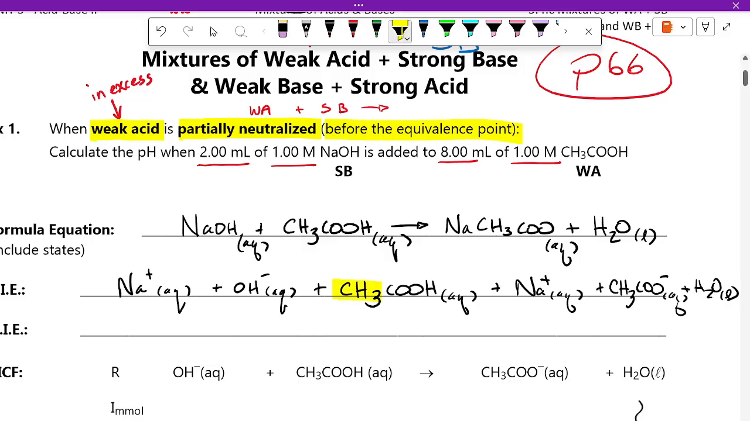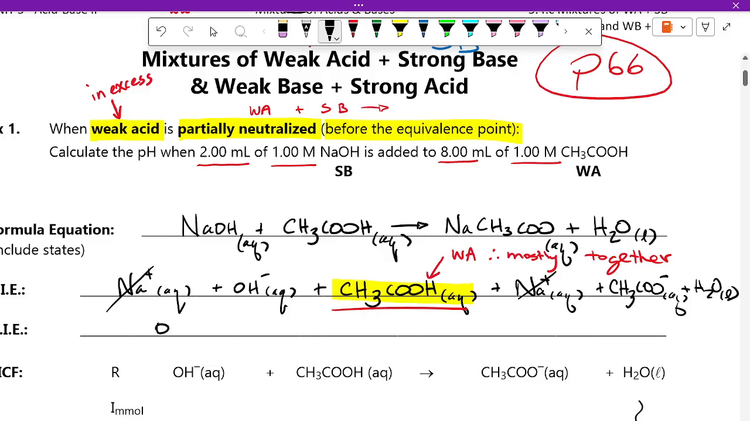Did you leave your acetic acid together? It is a weak acid, so it is mostly together. Weak acids are mostly together. All right, and then we get rid of our spectator ions, and we are left with Na goes away, and that's it.